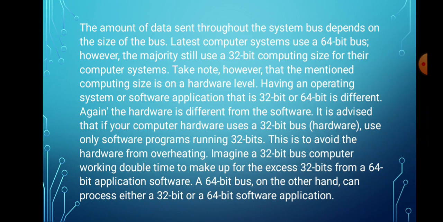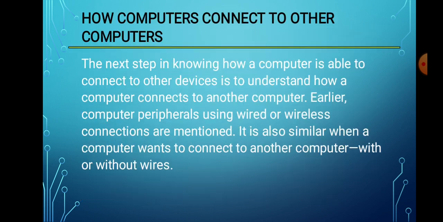It is advised that if your computer hardware uses a 32-bit bus, use only software programs running 32 bits. This is to avoid the hardware from overheating. Imagine a 32-bit bus computer working double time to make up for the excess 32 bits from a 64-bit application software. A 64-bit bus, on the other hand, can process either a 32-bit or a 64-bit software application.